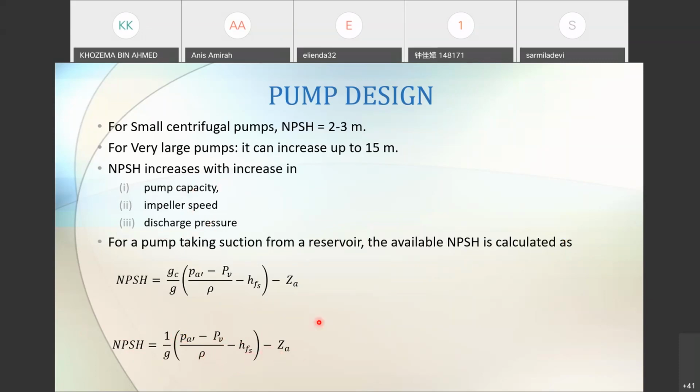If you look at this equation, we are only focusing on the suction side of the pump. PA is the pressure at the suction side. PV here is the vapor pressure of the liquid at that particular temperature. Rho is the density of the liquid. HFS is the friction head at the suction side, and ZE is the vertical height from the highest point in the reservoir to the center line of the pump. So this is just focusing on the suction side of the pump.